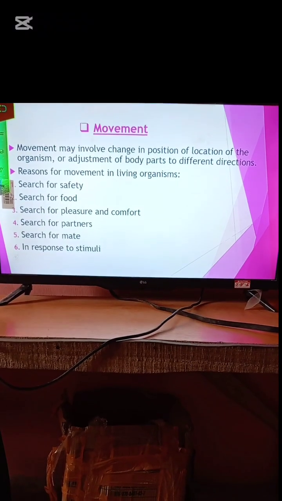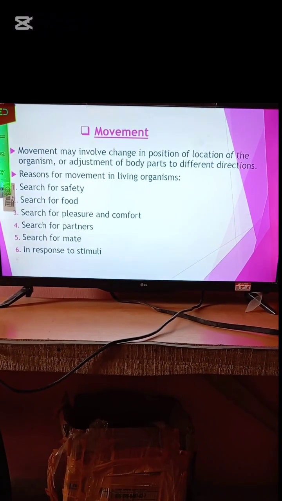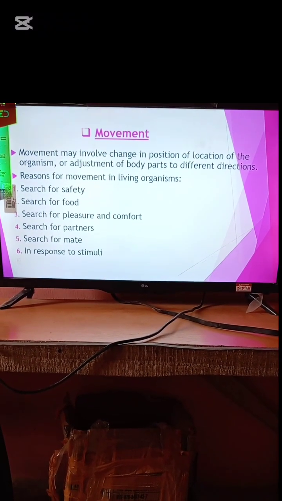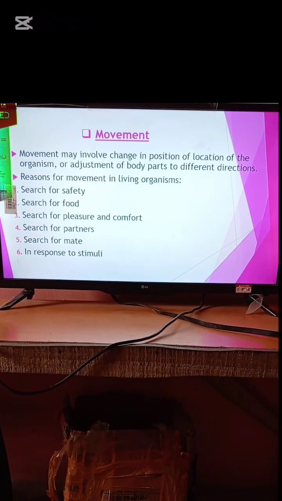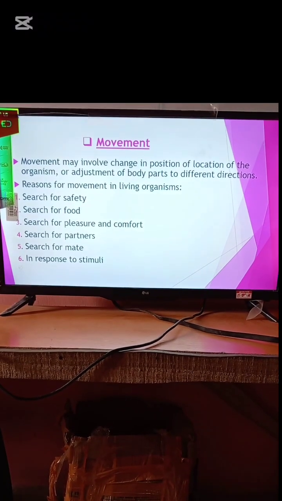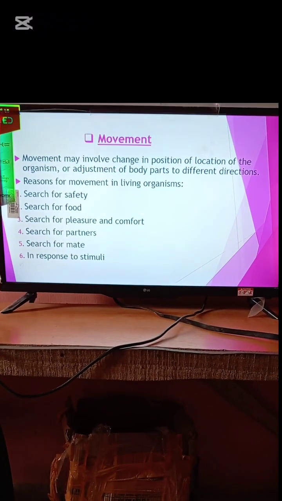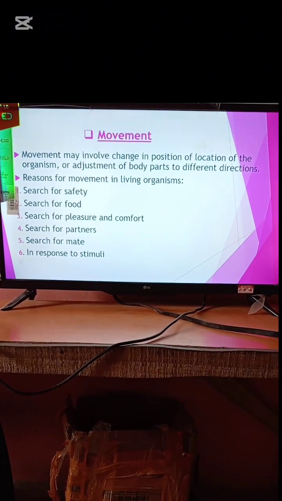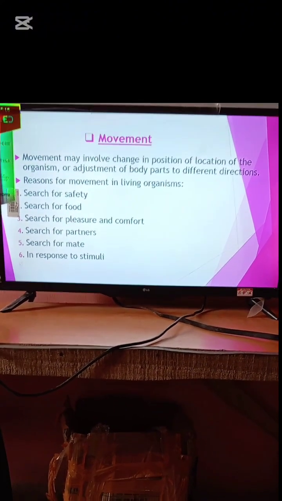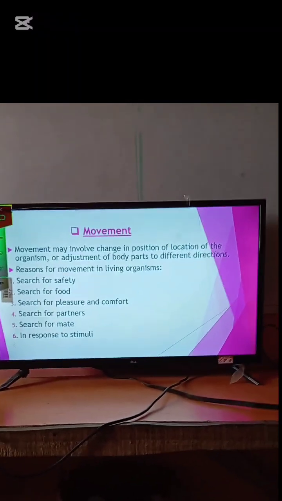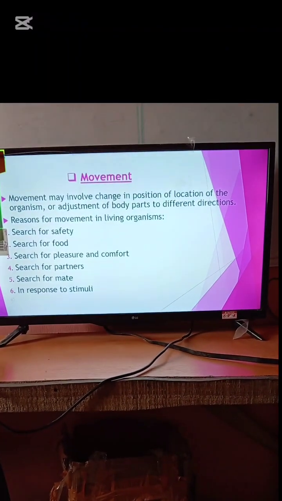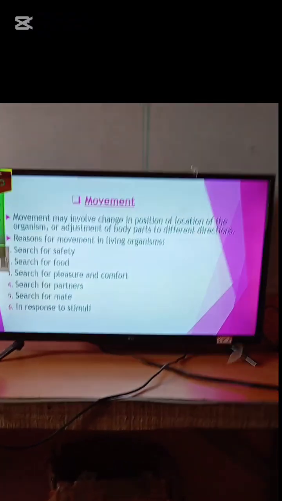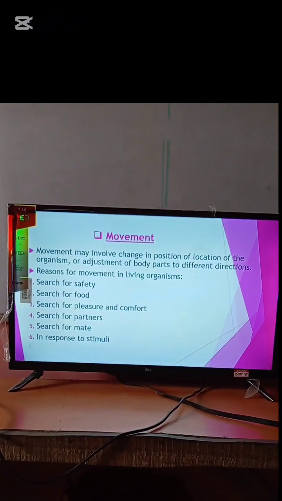So movement may be a change of their body. They may bend away from the sun or bend towards the sun, and they may also respond to stimuli. Some organisms can, however, change their location, that is, move from one place to another, to search for safety, food, partners, mates, and also in response to stimuli.